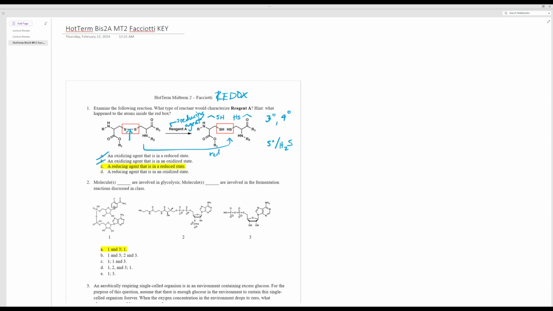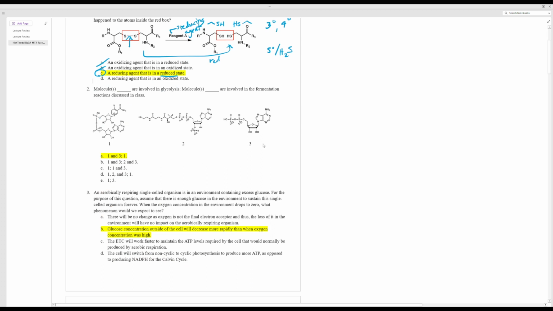And now in order for a reducing agent to work, it must be in its reduced state. Remember, the reducing agent is acting as the electron donor. In order to be a donor, you must have the things that you're going to donate. So in order to be a reducing agent, you must have the electrons that you are then donating to something else. So it must be in its reduced state. It must have the electrons.